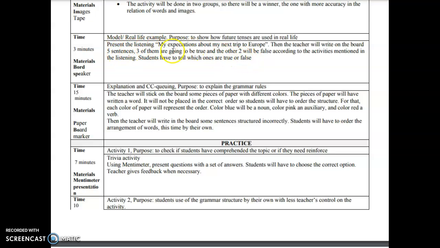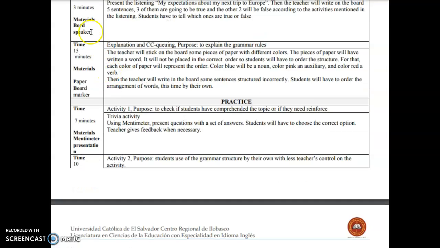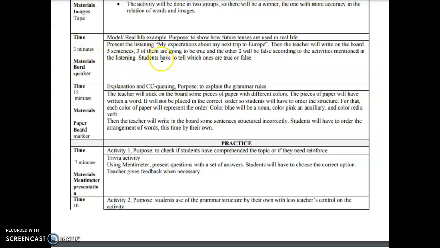So in this activity, they have to pay attention to the listening, because I will write on the board 5 sentences, and according to the activities that were mentioned in the listening, that will be related with future tenses, right? They're going to choose which one of them were said in the audio and which one didn't. For this activity, we will spend 3 minutes, and the materials will be the board and a speaker.